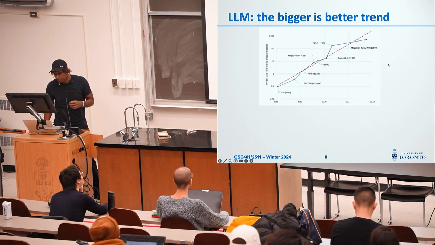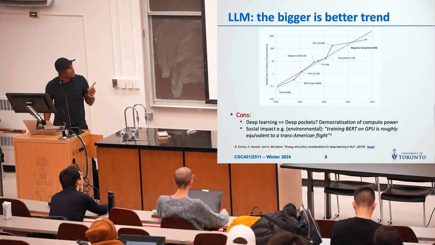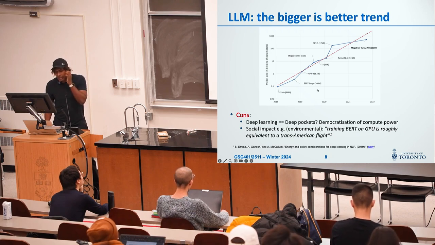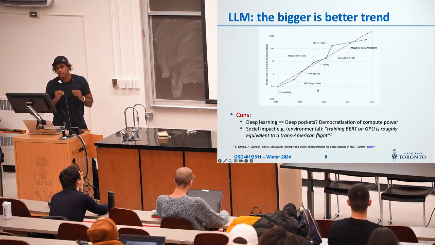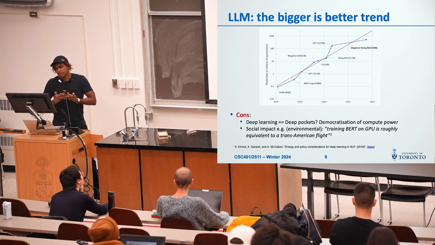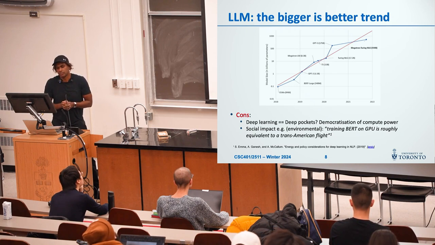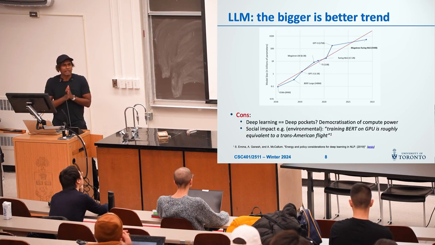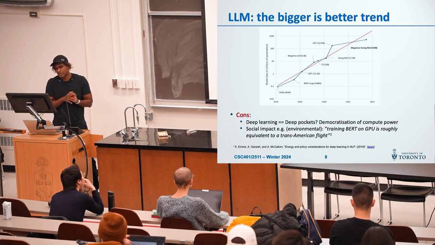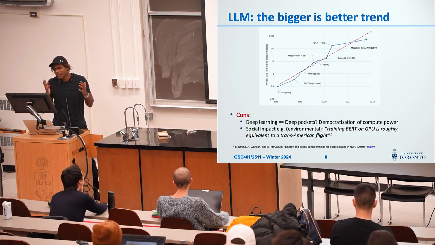This is a very distilled form, but in the ethics lecture, I think Steve will talk a lot more about it. What are some of the cons of just scaling? One is the democratization of the computation power, and also the social impact, which is like the tragedy of the commons. It's wise to know about it and to be conscious about it.